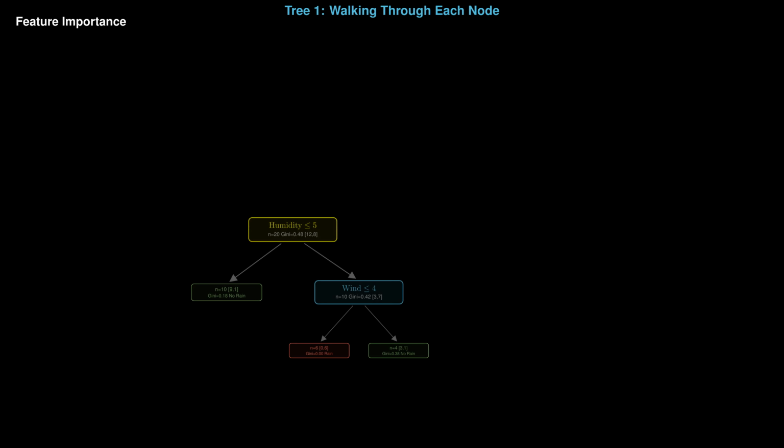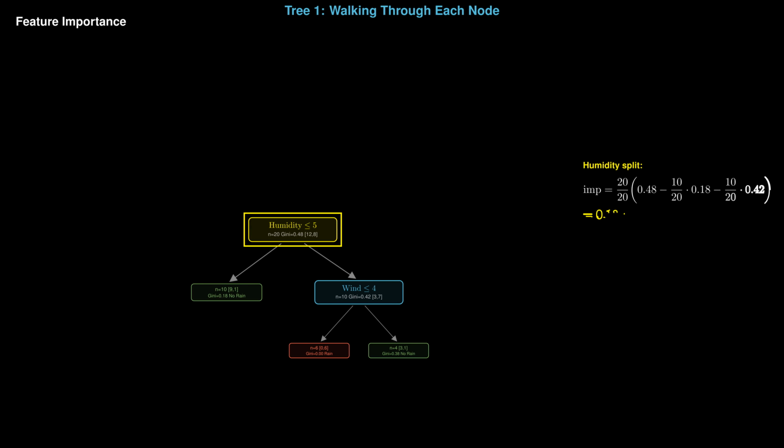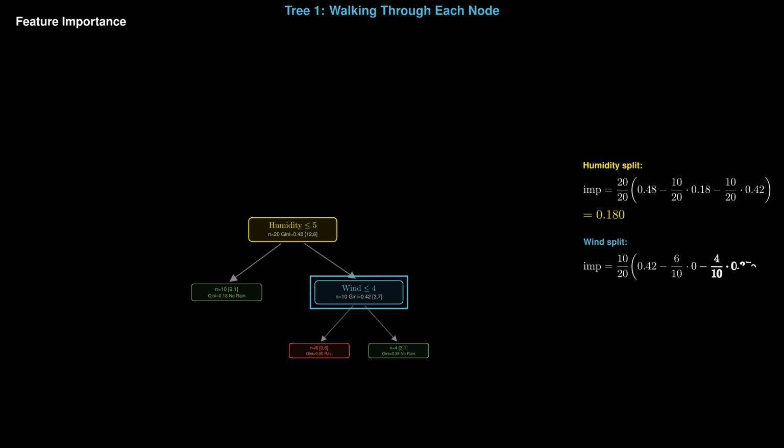Here's tree 1. The root splits on humidity at 5. All 20 samples enter the root with a Gini impurity of 0.48. The left branch gets 10 samples, 9 no rain and 1 rain, Gini 0.18. The right branch gets 10 samples, 3 no rain and 7 rain, Gini 0.42.